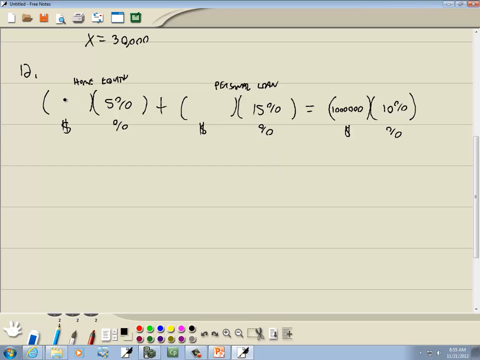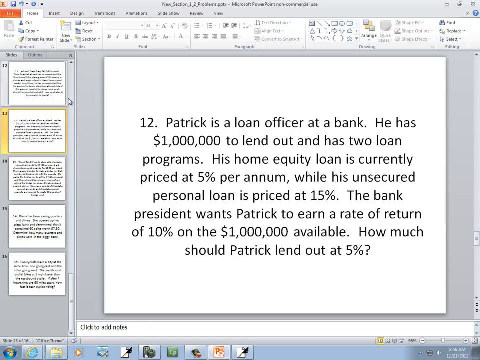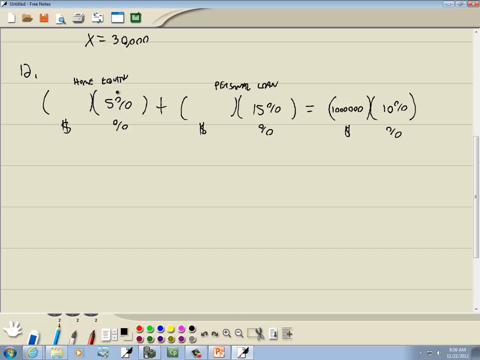How much is in home equity? Well, actually, what's it asking for? How much should Patrick lend out at 5%? 5% is this one. So, okay, how much is in home equity? We don't know. That's X. Now, pretend that it's 200,000. Think what would be in here.